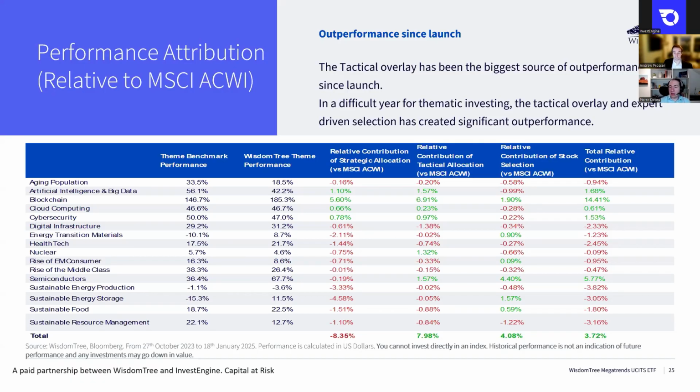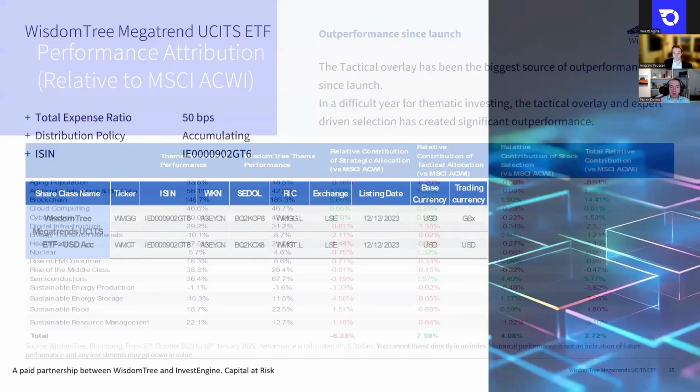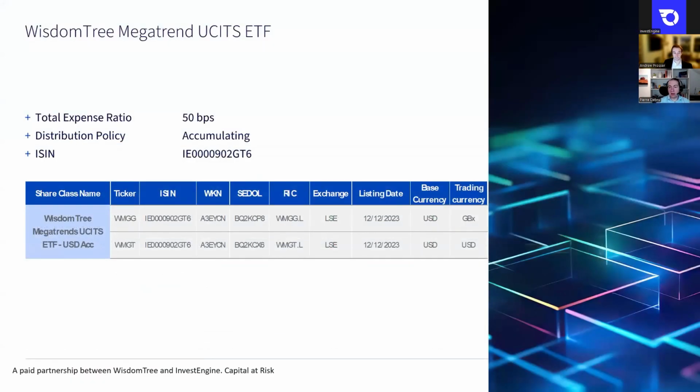Just to finish, last slide. The WisdomTree Megatrend UCITS ETF is very much a one-stop solution. You can get all of those themes, the quarterly tactical overlay, and the stock selection theme by theme with all our experts in one product, which is the WisdomTree Megatrend UCITS ETF. Total expense ratio is 50 bips. And you can see here that it is listed on the LSE. So very easy to access.